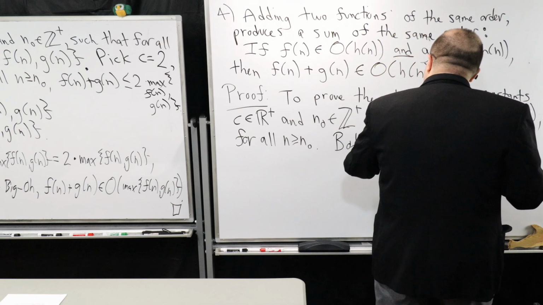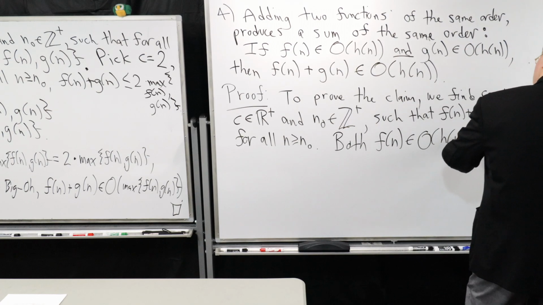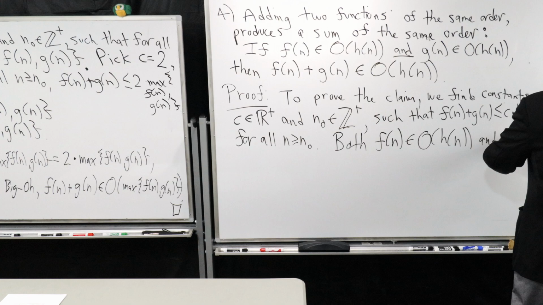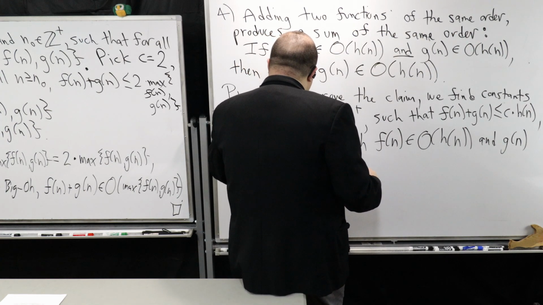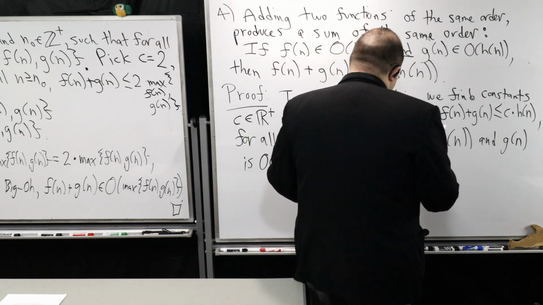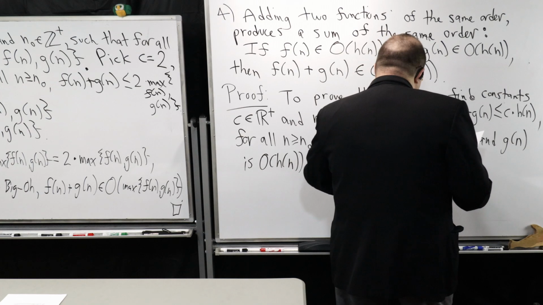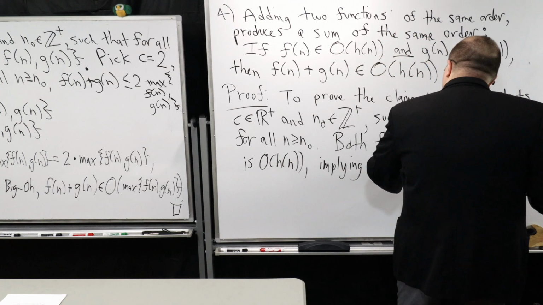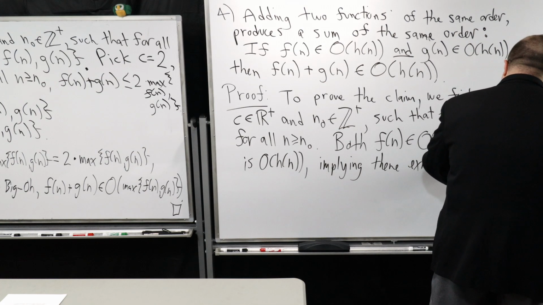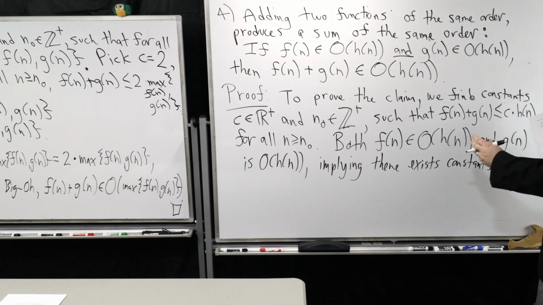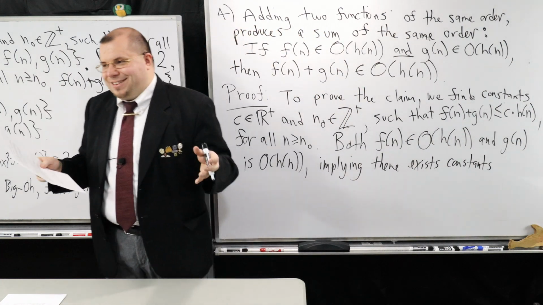Both f is big O of h and g is big O of h, implying there exist constants. Now, I'm going to just make this a little bit easier for myself. I'm going to write it all into one longer sentence.